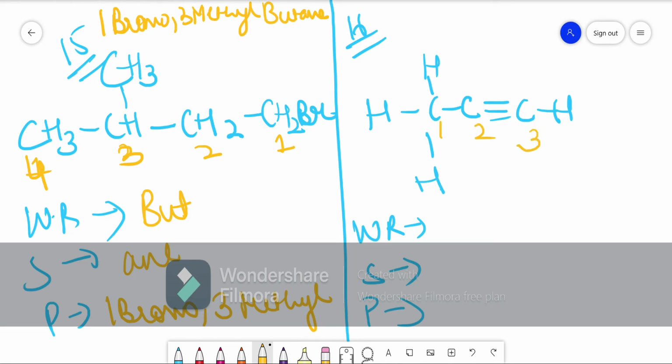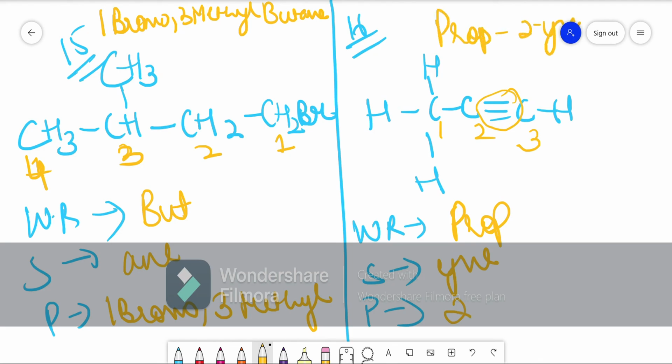Now if I talk about the 16th question, it would be 1, 2, 3. If we do it from the other way, it's the same thing, right? So the word root is prop. The suffix would be ene, and the double bond is present at position 2. So it will be prop-2-ene. I'm writing it here also: prop-2-ene. Correct, students?